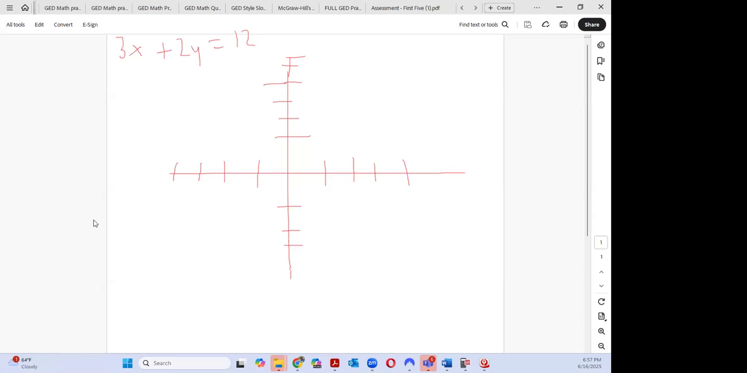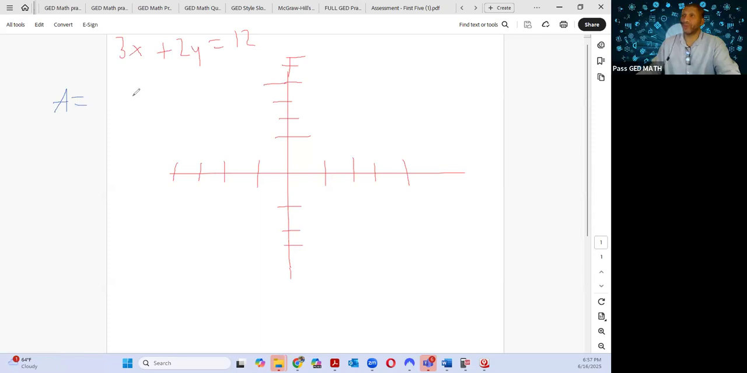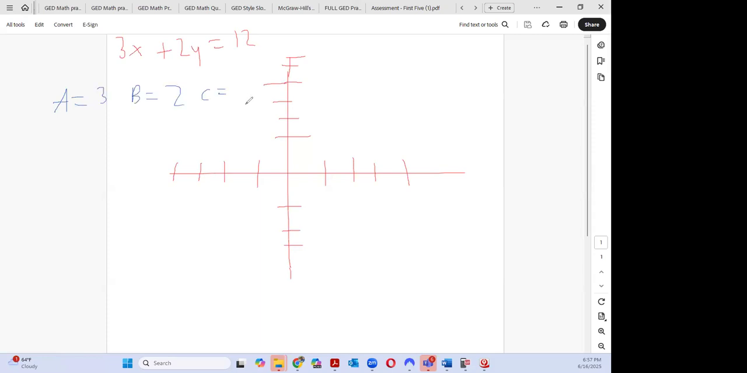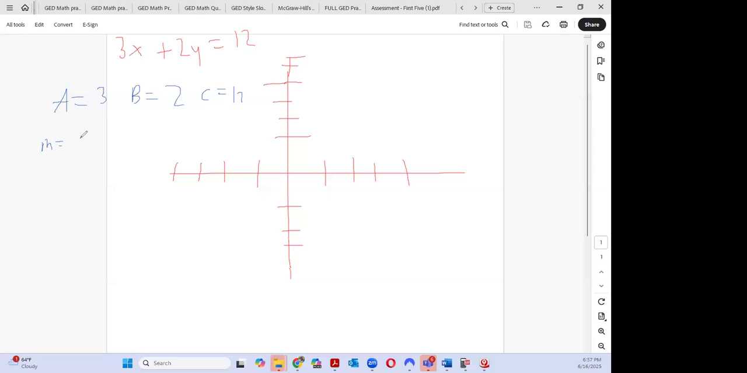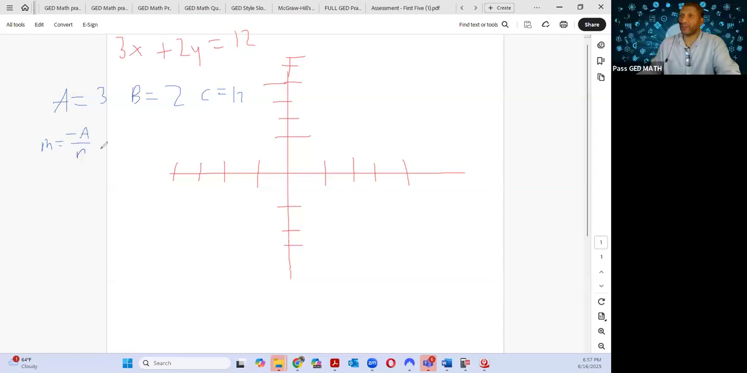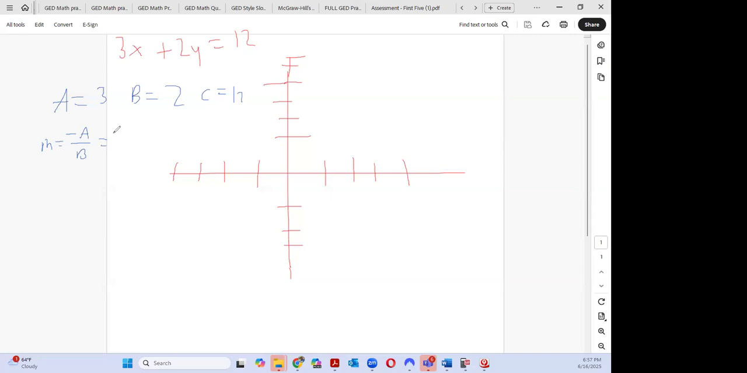Standard. A is what? 3. B is what? 2. C is what? 12. To find the slope, what shortcut did I give you? Negative A over B. So if A is 3, what's negative A? Negative 3. B is what? 2. So my slope of this line is what? Negative 3 over 2.